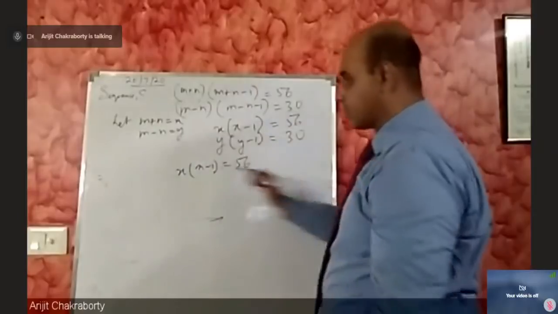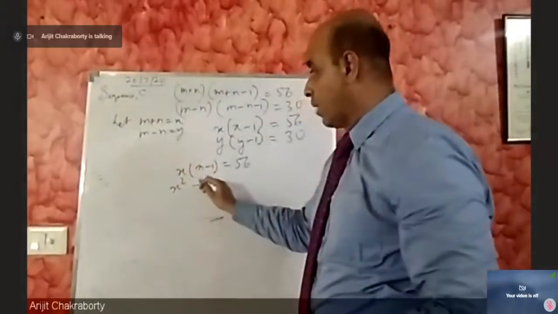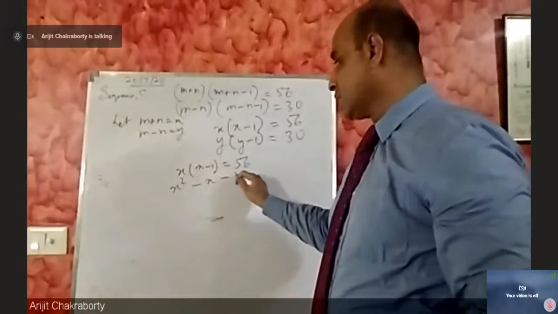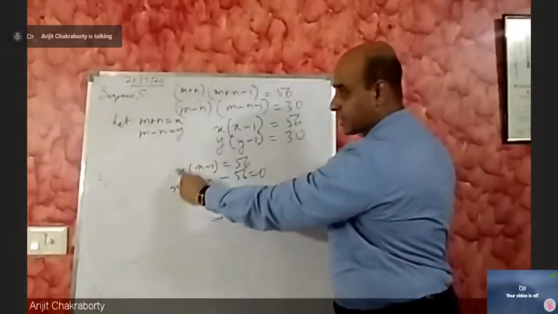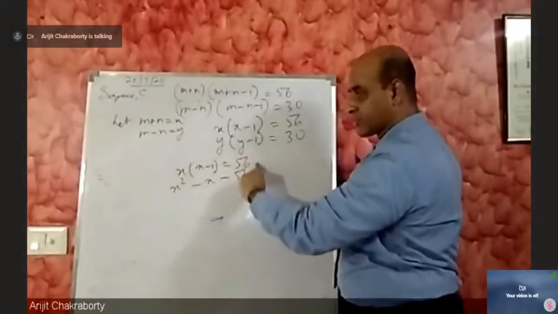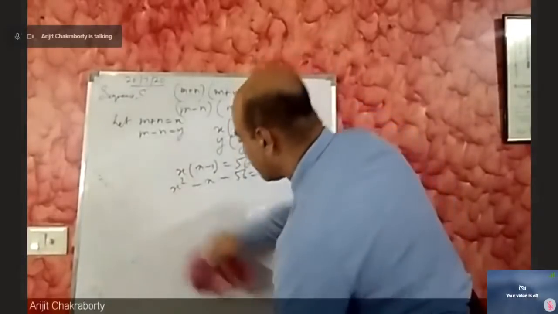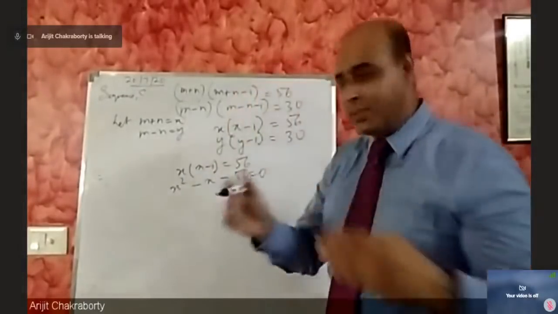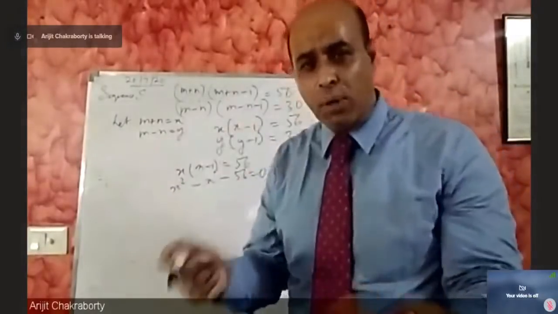So this is what? x into x is x square, minus x, minus 56 equals 0. Please check. Quadratic equation: x square minus x minus 56. 56 comes to the left hand side, and it becomes equal to 0. We are splitting the middle term. This is ax square plus bx plus c, a quadratic form.